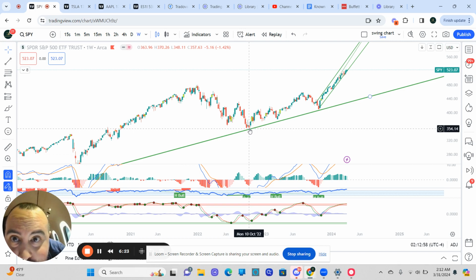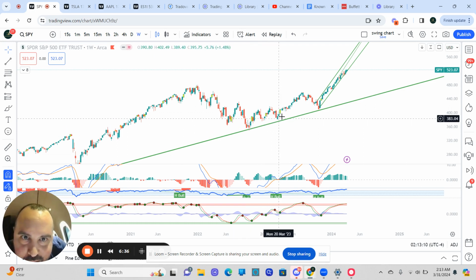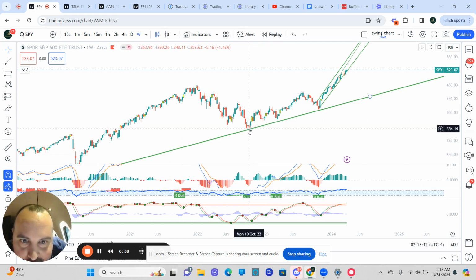We dropped to 340, so almost 100 points. All right, that's a lot of money coming out of the market there. And then we sort of bottomed here, right? And this was in what, October 2022?